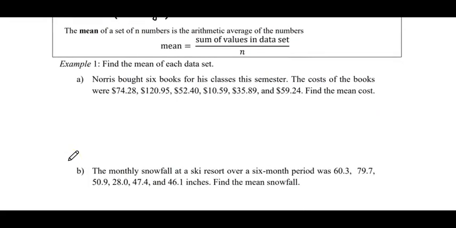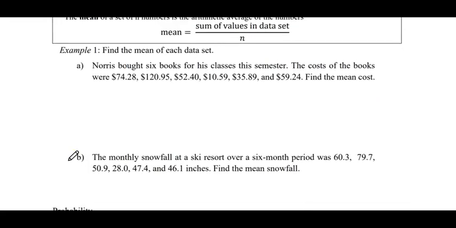All right, so here's our first example. Find the mean of each data set. Norris bought 6 books for his classes this semester. The cost of the books were $74.28, $120.95, $52.40, $10.59, $35.89, and $59.24. Find the mean cost, meaning given this set of numbers, find the average.